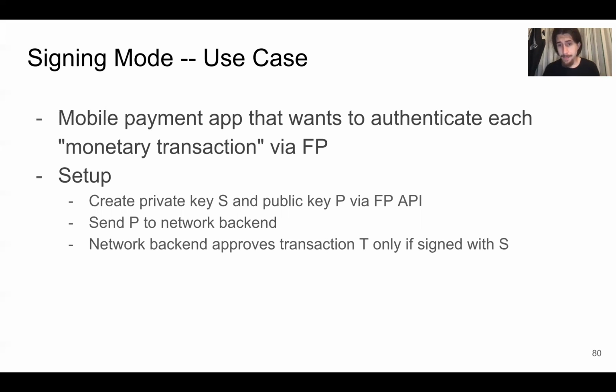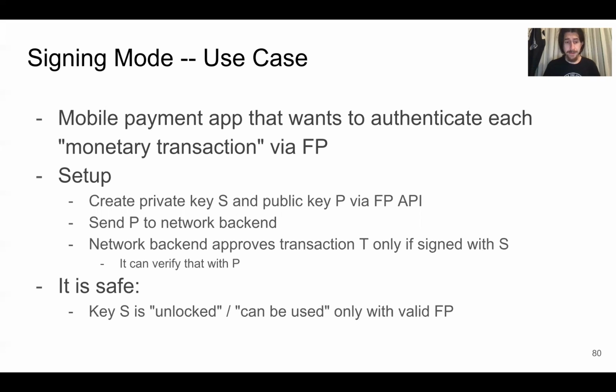And now the network backend approves transaction T only if it's signed with S. Okay? So the backend can verify, okay, this is a correct signature because it verifies against the public key P. And at this point, the backend can say, okay, I'm going to authorize this money transaction. It is safe because the key S is unlocked and can be used only with a valid fingerprint. Again, unlocked doesn't mean exportable. Unlocked means that now you can use the API, please sign. And it's usually one shot, but you still cannot get the actual content.